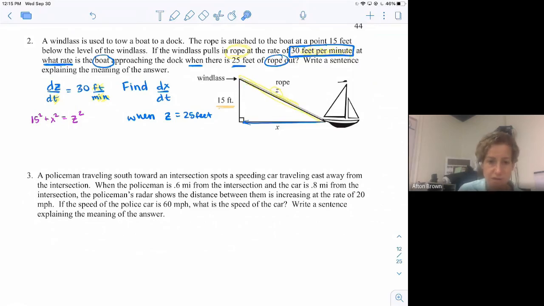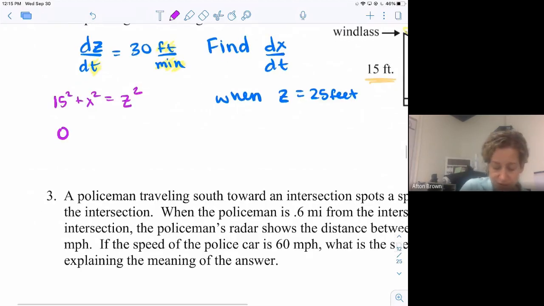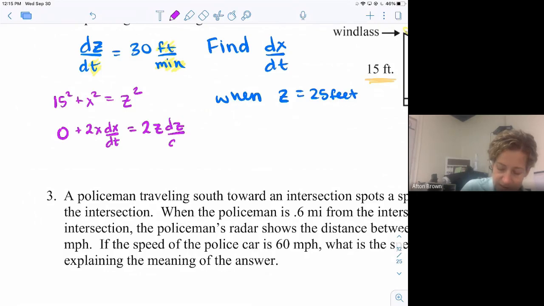So it would have a derivative, like it does have a rate of change. 15 isn't changing, so its derivative is 0. It makes sense that the derivative is 0 because it's not changing in length. When I take the derivative of x squared, I'd get 2x, but we have to attach that dx/dt because we're taking the derivative with respect to time. So every single variable this time has that little piece attached: dx/dt, dy/dt, dz/dt, whichever the letter is. So the derivative of z squared is 2z dz/dt.